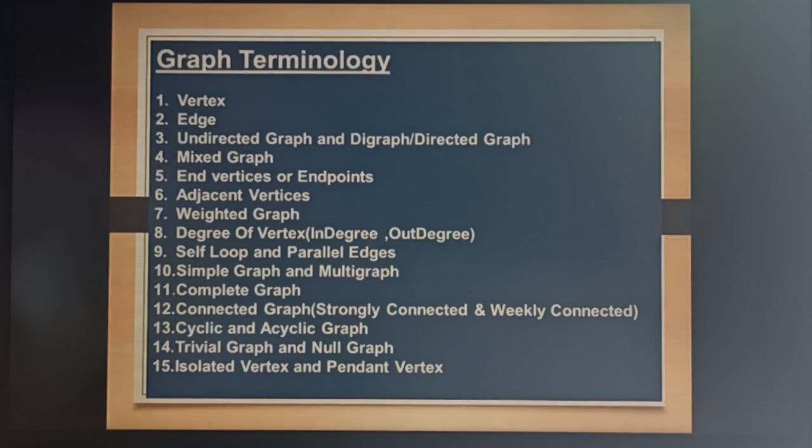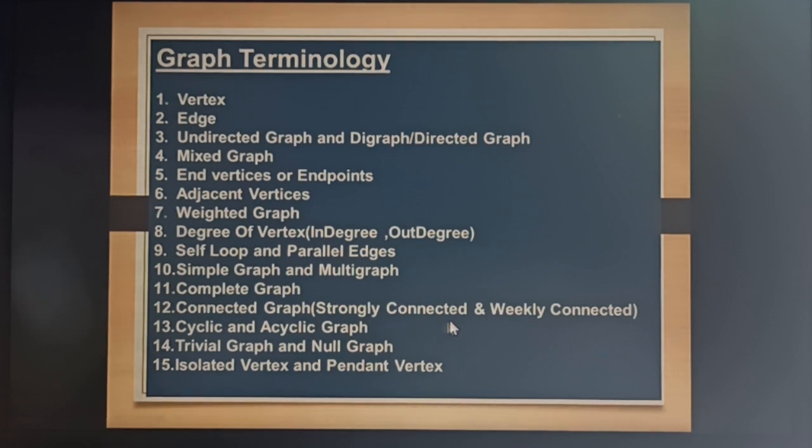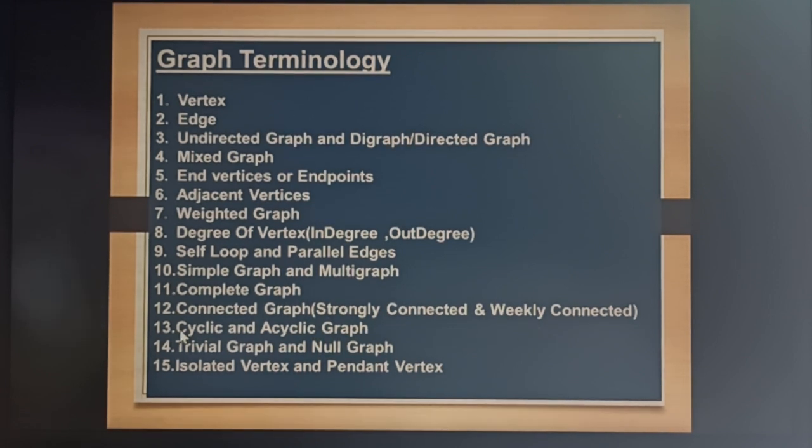One is vertex, edge, directed and undirected graph, mixed graph, vertices or endpoints, adjacent vertices, weighted graph, degree of the vertex, that means in degree and out degree, self loop, parallel edges, simple graph and multi graph. Then the 11th is complete graph, then connected graph. Then what is strongly connected and what is weakly connected? Then cyclic and acyclic graph, trivial graph and null graph, isolated vertex and pendant vertex. These are the terminologies you must know when going to teach or when going to learn graph.